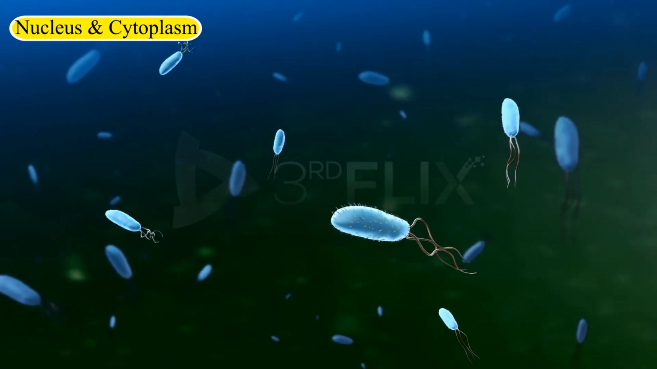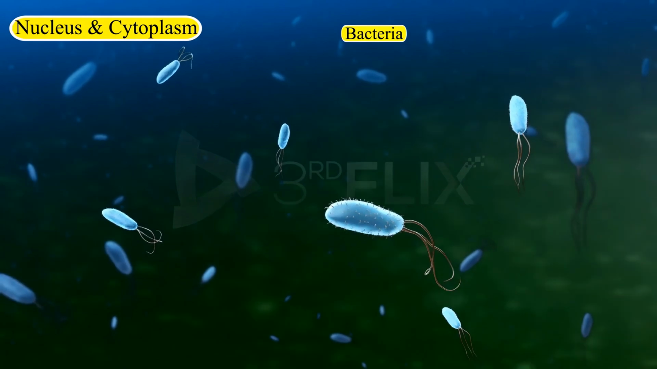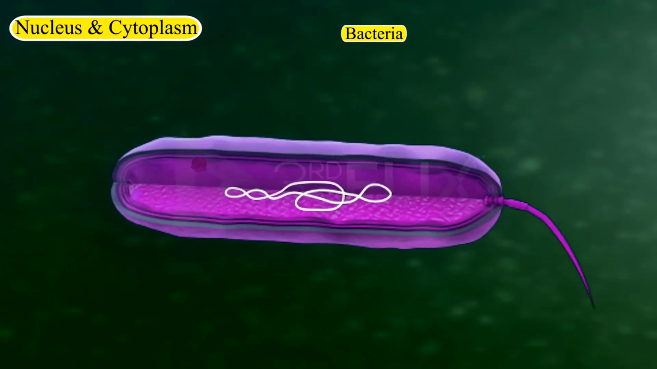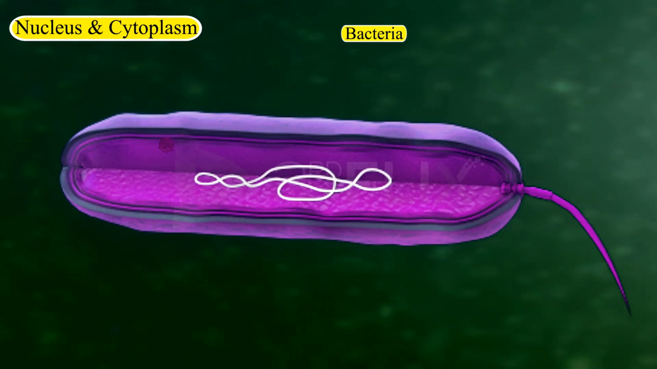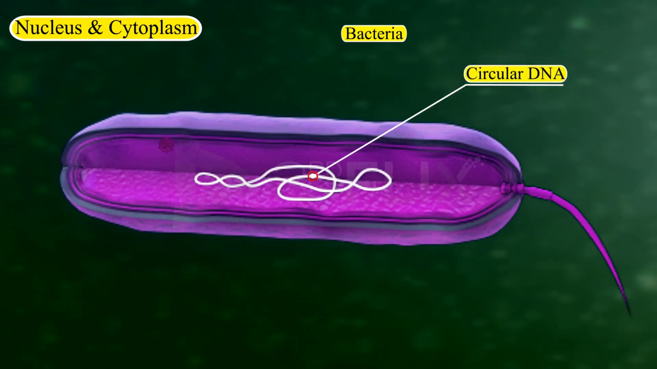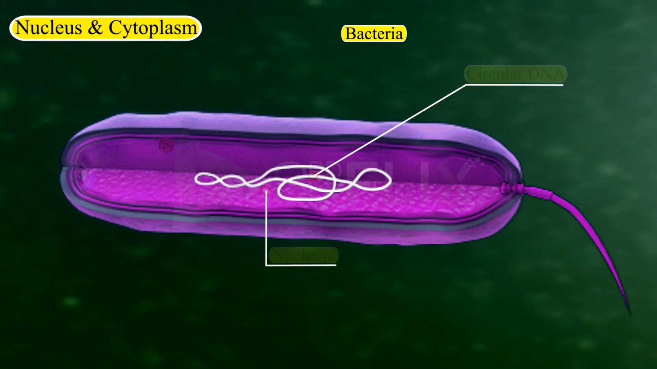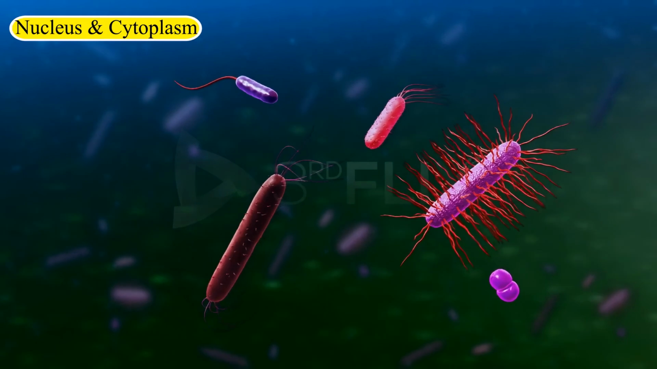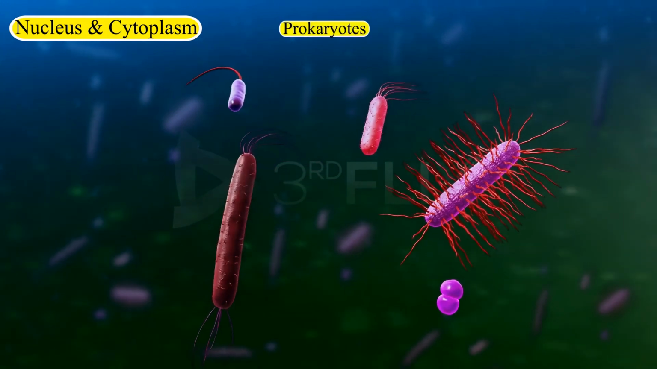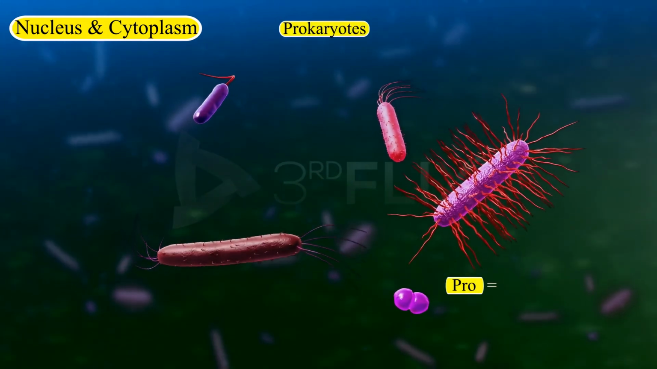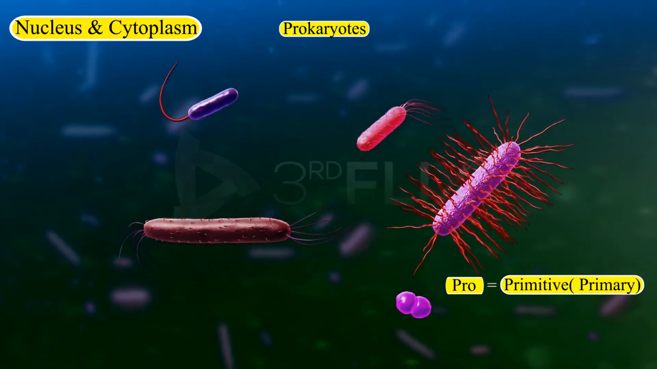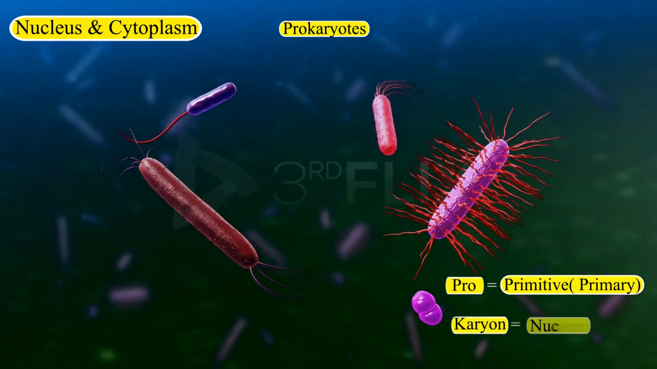In some organisms like bacteria, the nuclear region of the cell may be poorly defined due to the absence of a nuclear membrane. Such an undefined nuclear region containing only nucleic acids is called a nucleoid. Such organisms, whose cells lack a nuclear membrane, are called prokaryotes. Pro is equal to primitive or primary. Karyot, or karyon, is equal to nucleus.